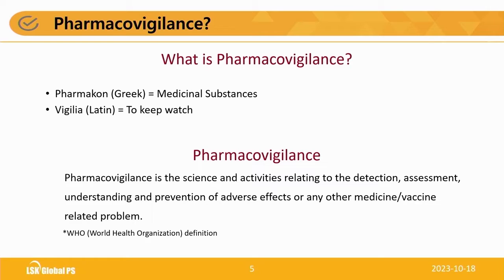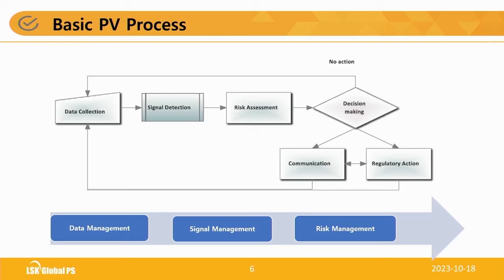And WHO or Korean pharmaceutical safety related regulations also state the definition of pharmacovigilance. So adverse events for pharmaceuticals, vaccines, that kind will be detected, assessed and understood. All of the scientific activity related to that is called pharmacovigilance. So it might sound a little abstract, but we will now look at how pharmacovigilance does that.